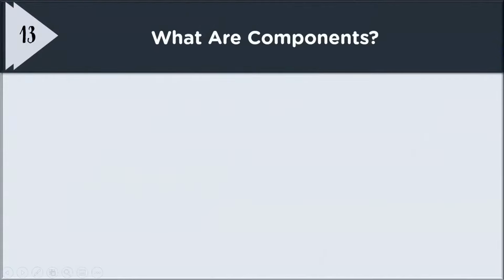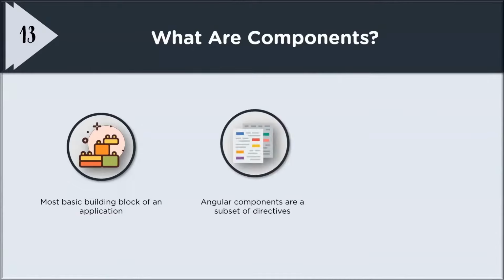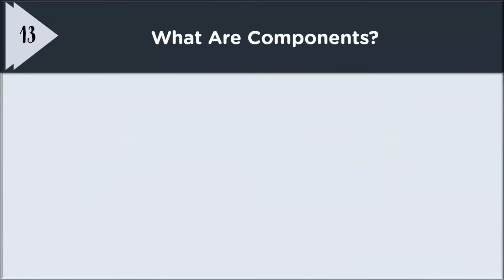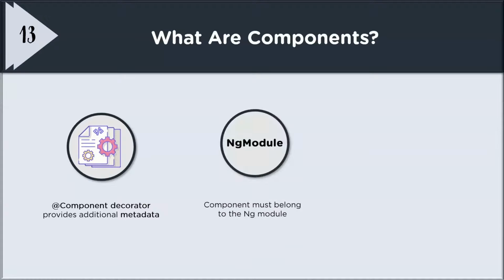Moving on to the next question, what are components? Now, components are the most basic building blocks of the UI in an Angular application. Every component is associated with a template and is a subset of directives. Only one component can be instantiated per element in a template. Now, an Angular application typically consists of a root component, which is basically the app component, and then it branches out into other components, creating a hierarchy.